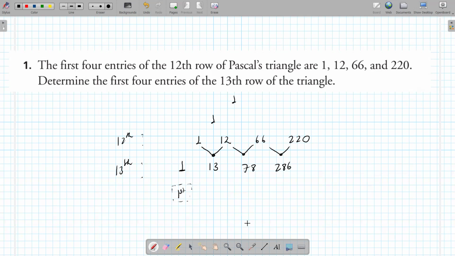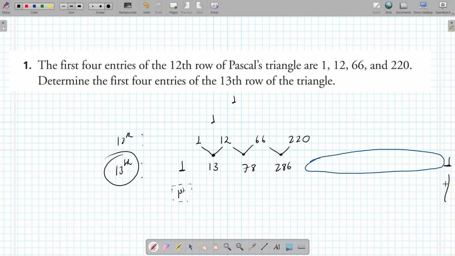And then 1. No, 1 is going to be all the way over here. There's going to be 14 terms here. We don't know these guys, right? Because in the 13th row, there's going to be 14 terms. Yeah, there's a 1 there, but we don't know what these guys are. We're going to need this.